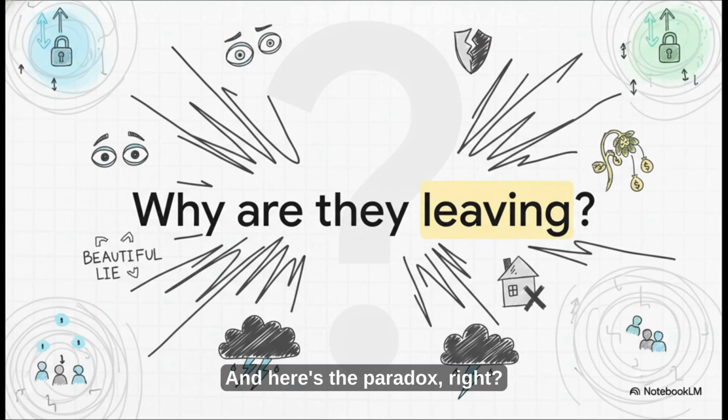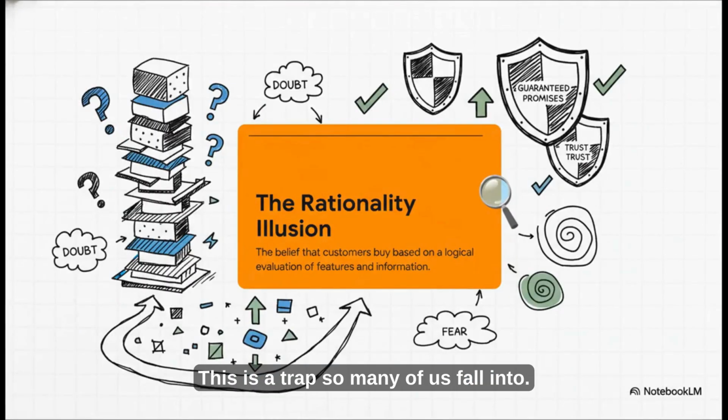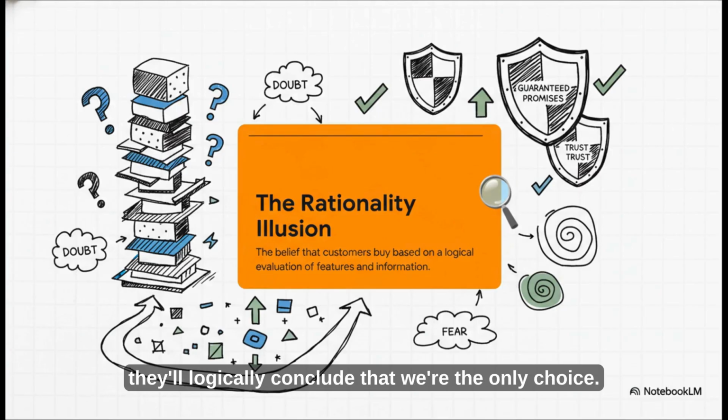And here's the paradox, right? Most of our attempts to reassure them, they actually just make that fear even worse. This is a trap so many of us fall into. We call it the Rationality Illusion. It's this old school idea that if we just pile on enough information, list out every single feature, and throw enough data at somebody, they'll logically conclude that we're the only choice.